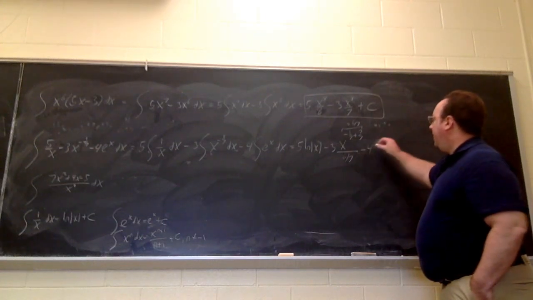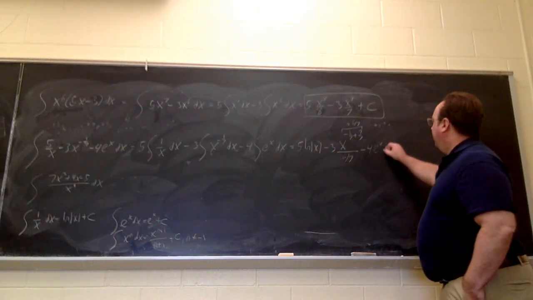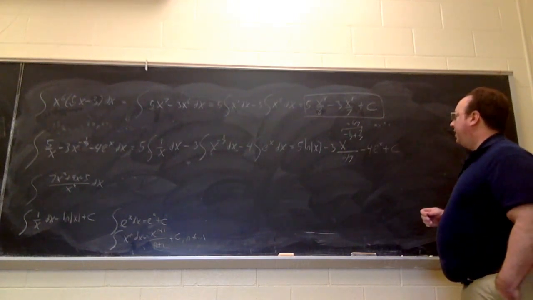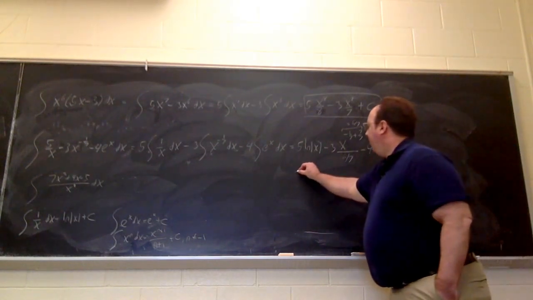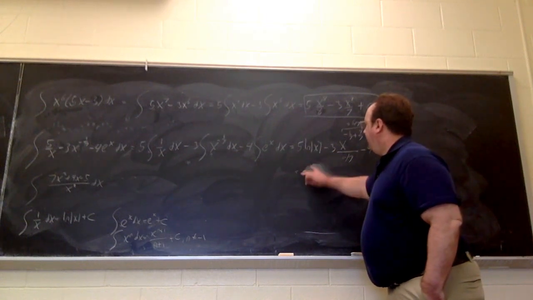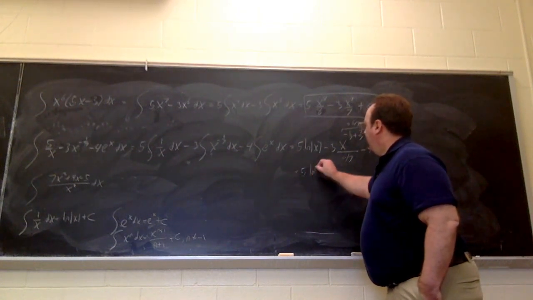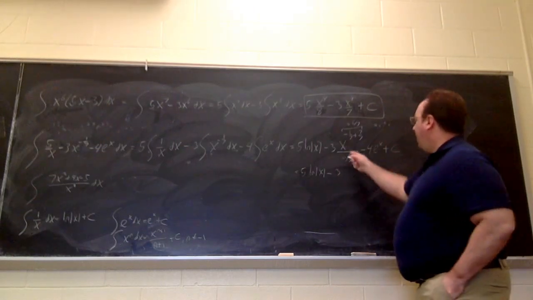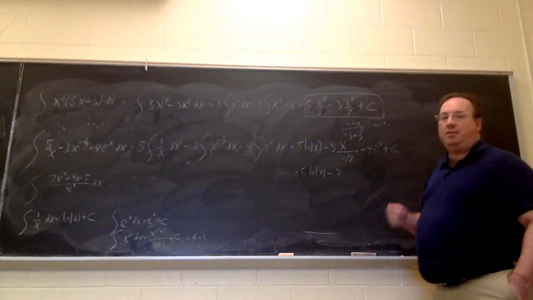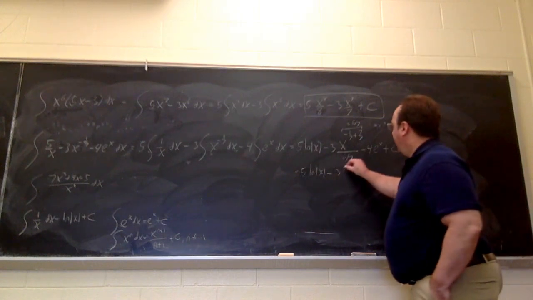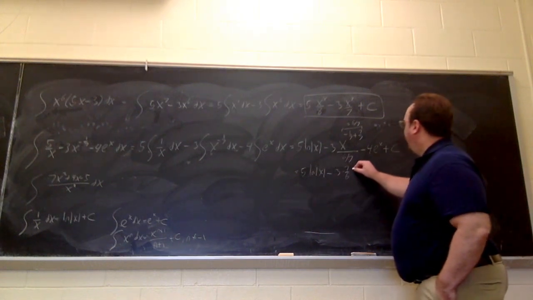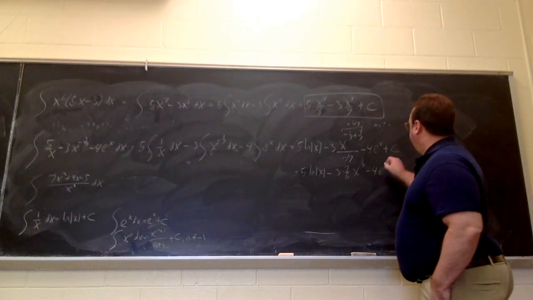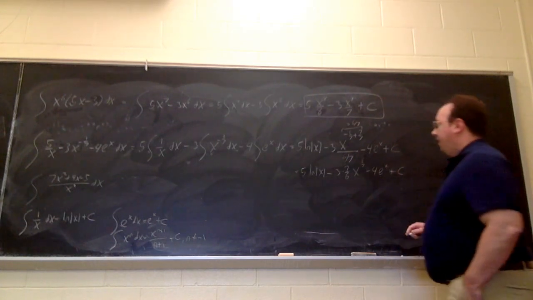The integral of e to the x is e to the x plus c. So now I just need to clean up this second term here. So I have 5 natural log of x minus 3. Dividing by 6/7 is the same as multiplying by 7/6. And I have x to the 6/7 minus 4 e to the x plus c.